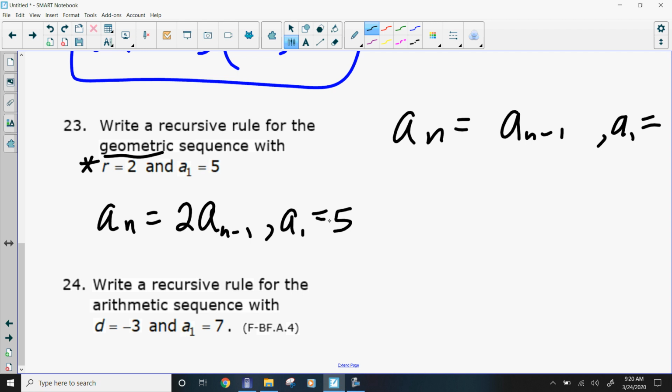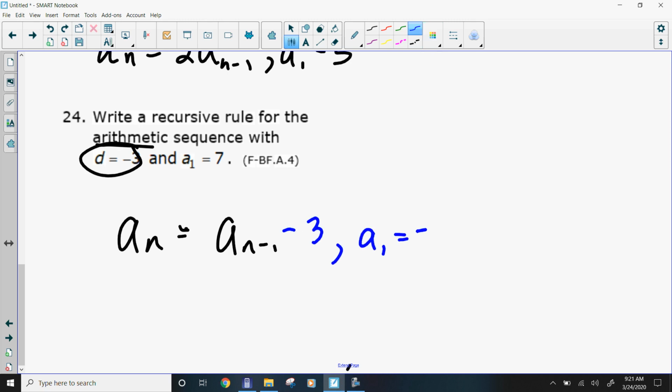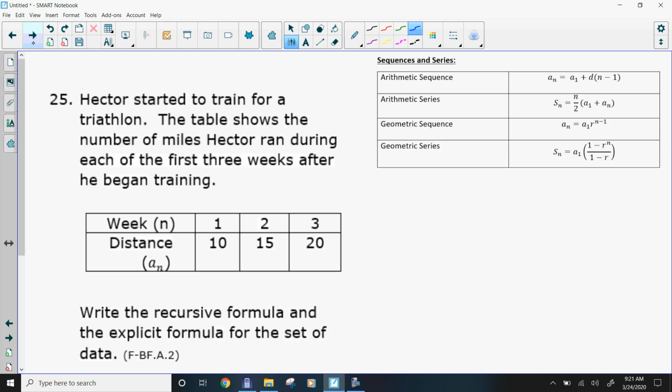Okay, next one, recursive rule. This is arithmetic, and it also has D right here, so the basic format starts off like this. And since it's arithmetic, we're going to add the common difference, which is negative 3, and then we're going to tell everyone to start from 7. Pretty easy stuff.